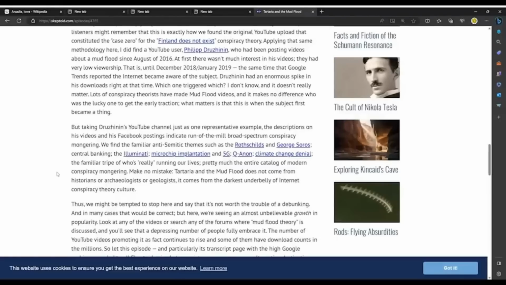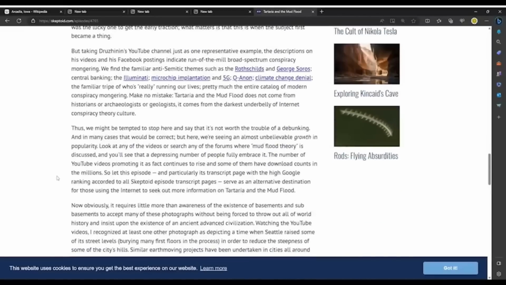And of course, we have the usual suspects that he alludes to that everyone always tries to assign to anybody who does alternative research, because that's one of the easiest ways to discredit such things and to make sure people are not thinking what they're not supposed to be thinking. Make no mistake, Tartaria and the mud flood does not come from historians or archaeologists or geologists. It comes from the darkest underbelly of internet conspiracy theory culture. Thus, we might be tempted to stop here and say that it's not worth the trouble of a debunking. And in many cases, that would be correct.